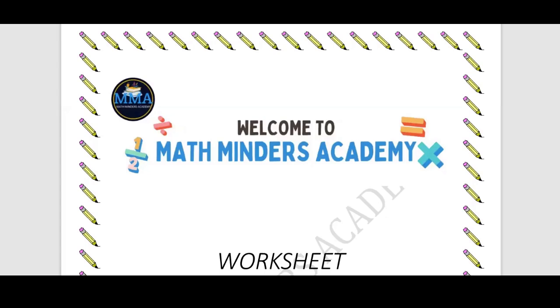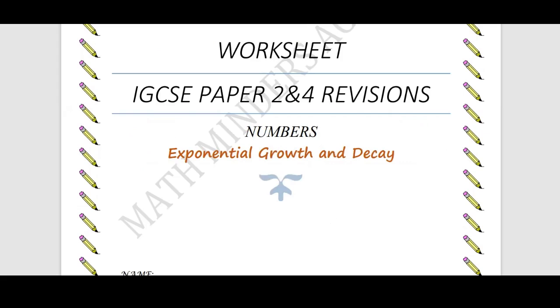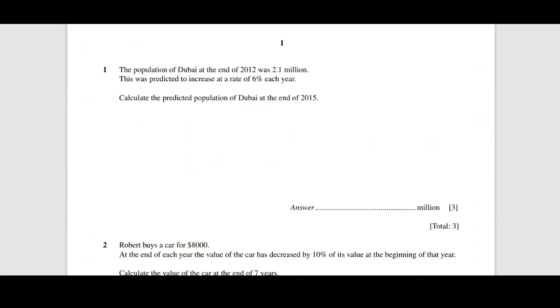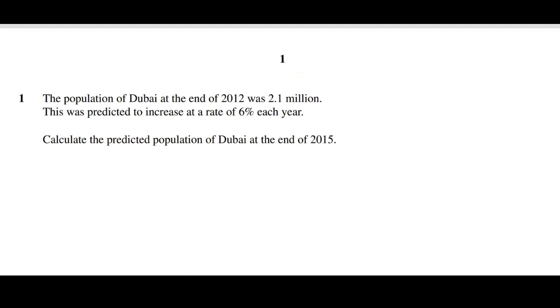So this is the worksheet drawn from numbers, exponential growth and decay. So we are going to look at some questions. Now, let's see question number 1. Question number 1 says, the population of Dubai at the end of 2012 was 2.1 million. This was predicted to increase at a rate of 6% each year, calculate the predicted population of Dubai at the end of 2015.